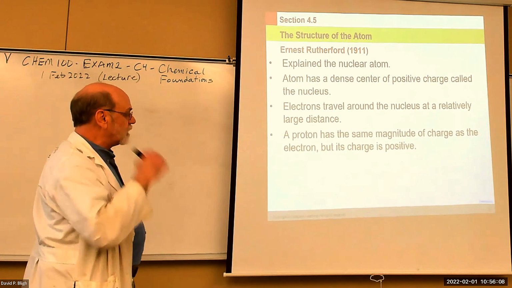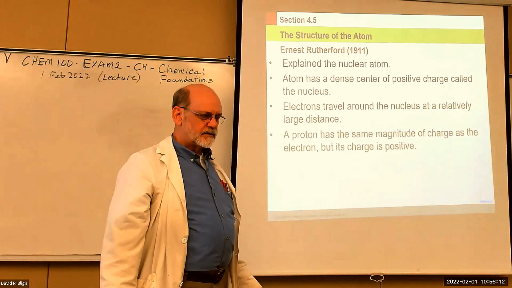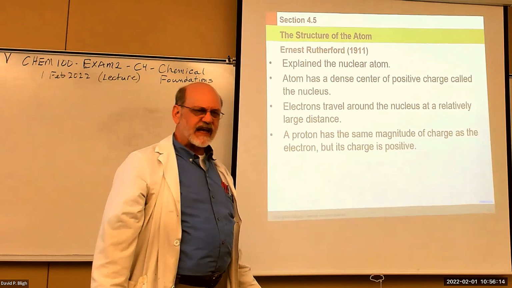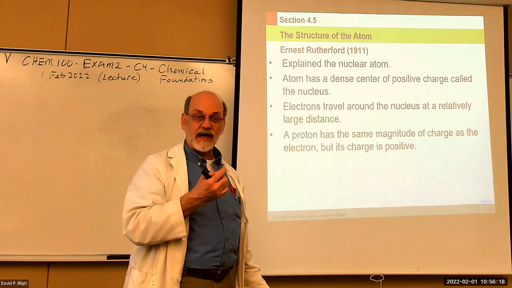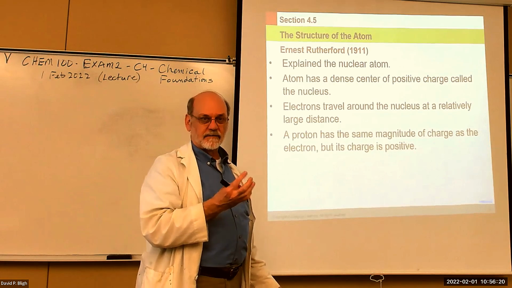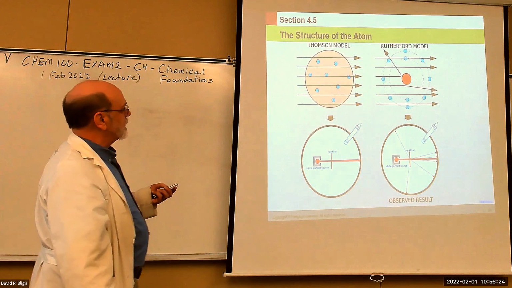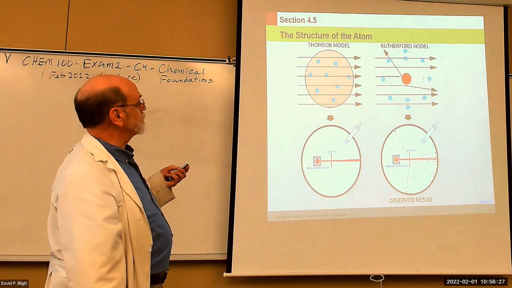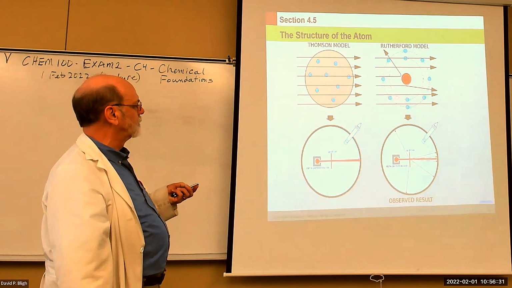And what he also needed was some way to investigate the atom itself. So he needed to fire a particle at it, see what happened. And the particle he chose was... So this is a comparison of their models. Thomson's plum pudding model versus Rutherford's nuclear model.